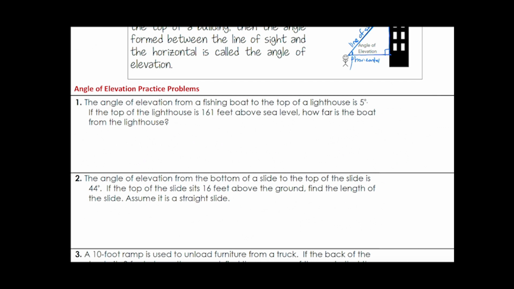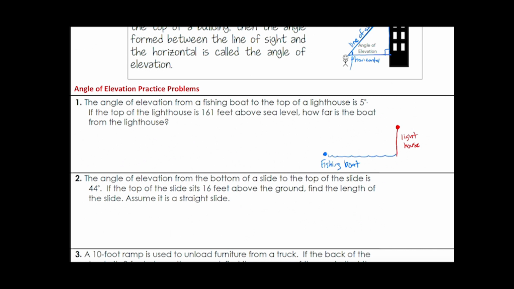So we have a fishing boat. Here's a fishing boat, and I'll label that. And then we have a lighthouse. Have you guys ever seen a lighthouse? It's usually at a shore. It's a tall structure that has a light at the top to warn boats, hey, don't come here because you're going to crash into land. So here's the lighthouse, here's the top of the lighthouse, and then here's the water.